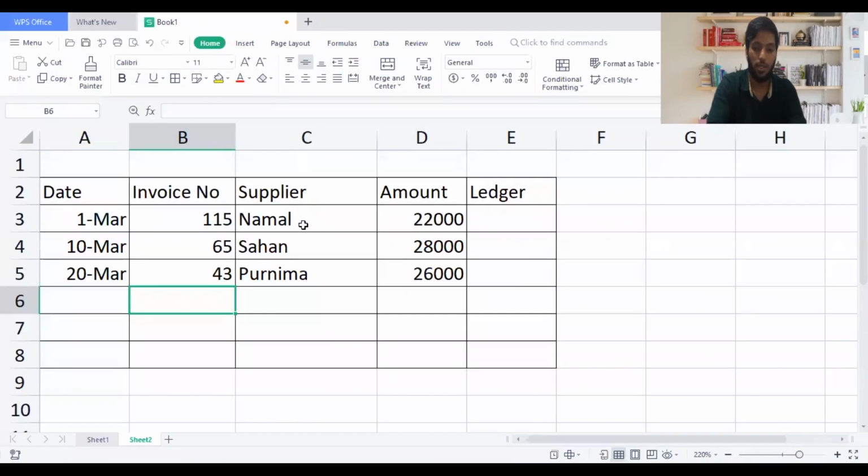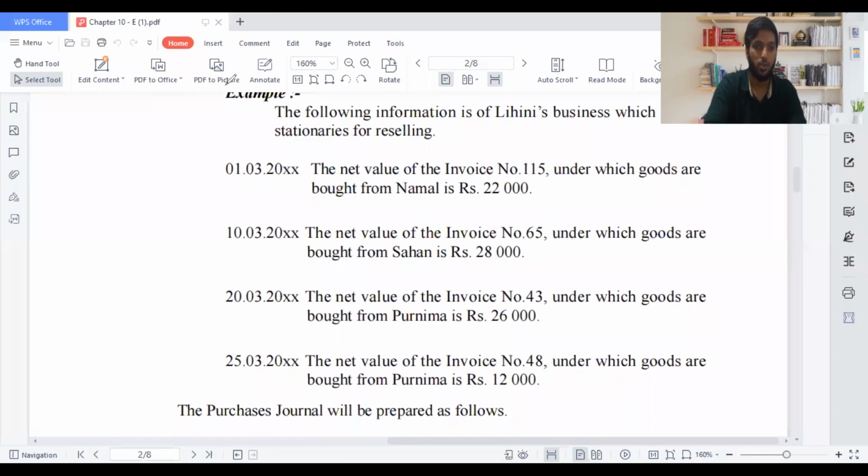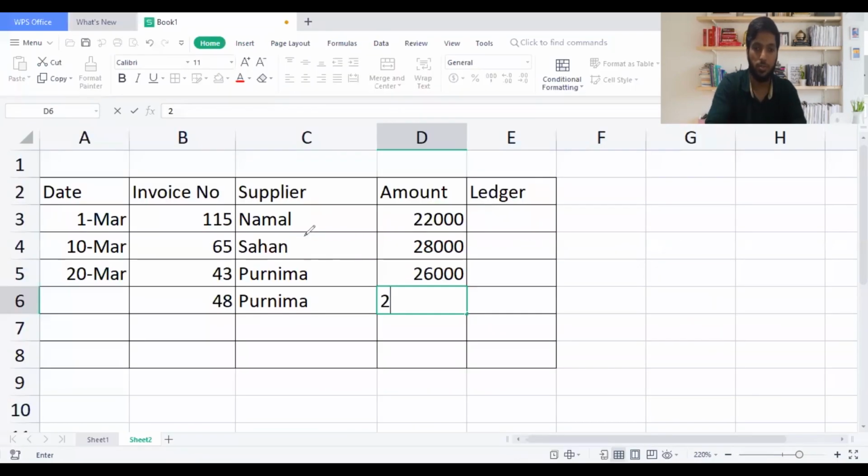So then 48 invoice number. Purnima is the supplier who has given credit a second time. I think it's 12,000, right? It's 12,000 and the date is 25th third. So 12,000. So I'm going to take 12,000 here. And I'll write here 25th.